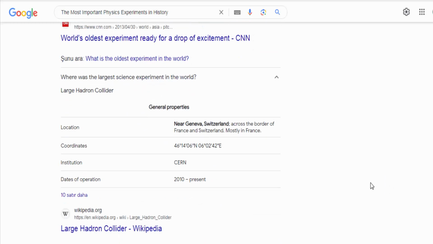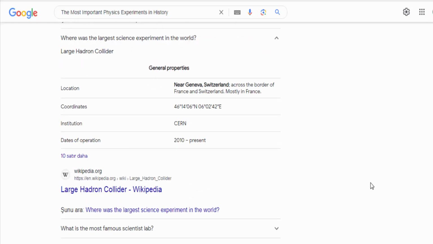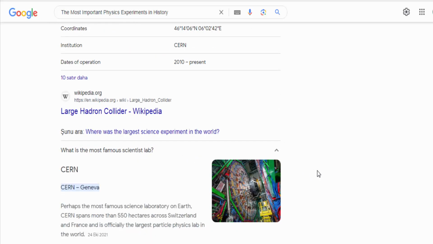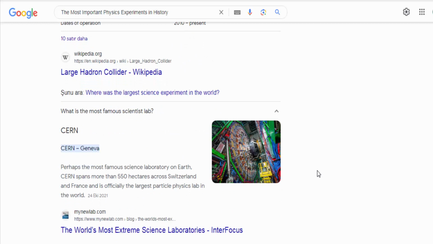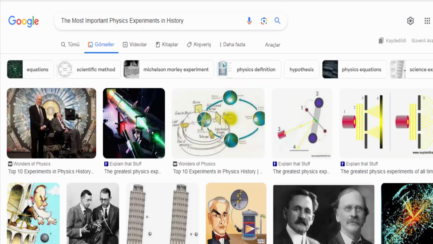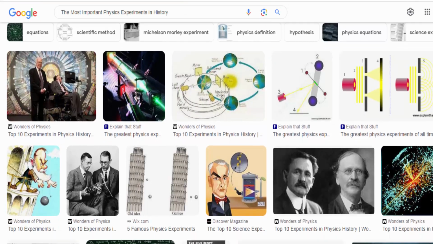These experiments represent significant milestones in the history of physics, contributing to our understanding of gravity, electromagnetism, quantum mechanics, relativity, and the structure of the universe. They have shaped the foundation of modern physics and continue to inspire further exploration and discoveries.